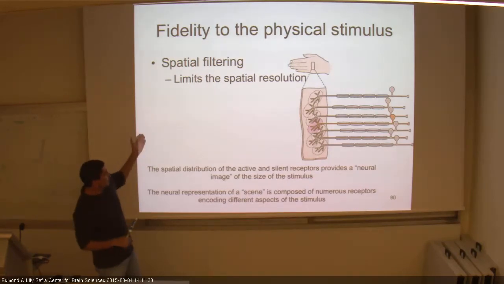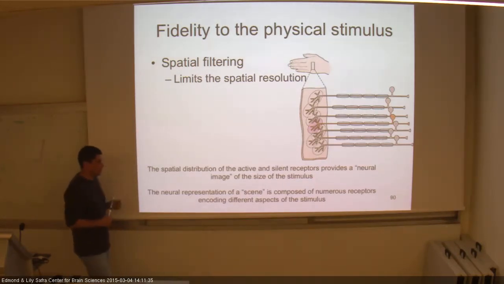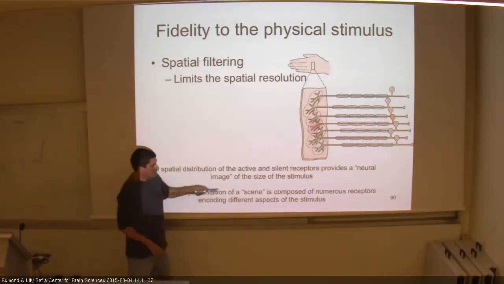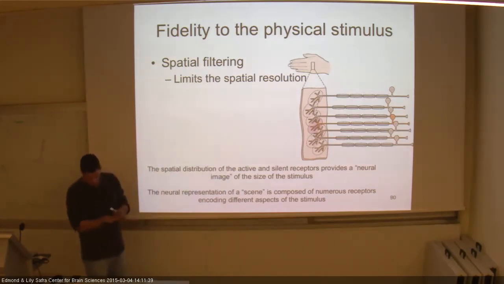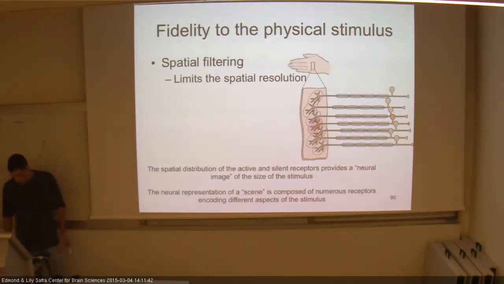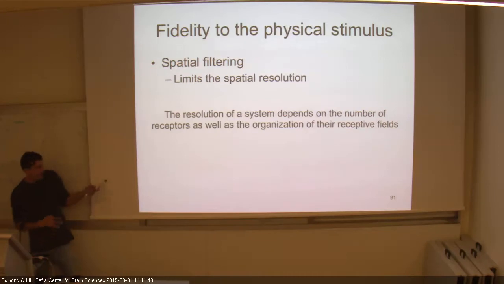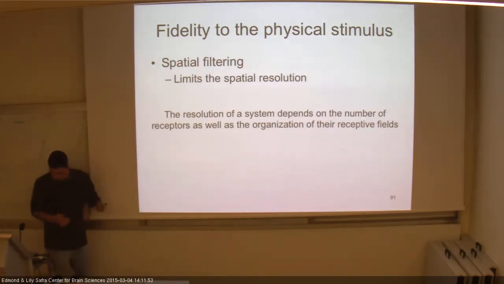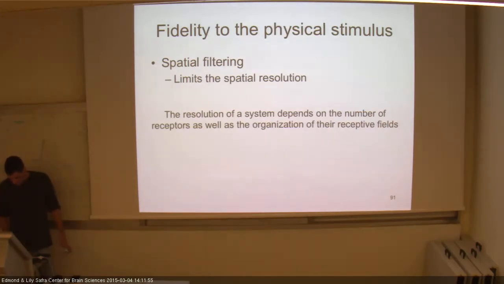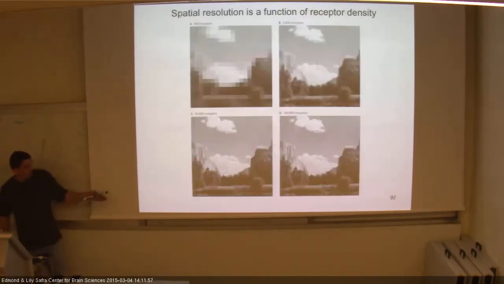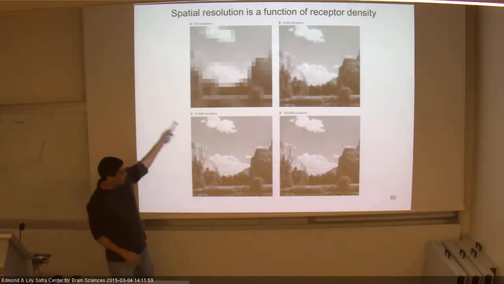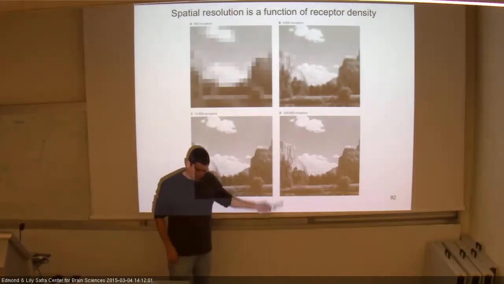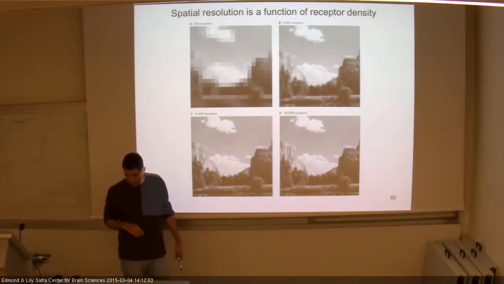Okay, so first of all, there's spatial filtering, and there's limits to the spatial resolution. Clearly, the more receptors we have, the more fine detail we can extract from the system. And the resolution of the system depends on the number of receptors. This is very obvious. The number of receptors and the receptor field structure. If you take an image and you put more receptors in, you can get a crisper, higher resolution image.